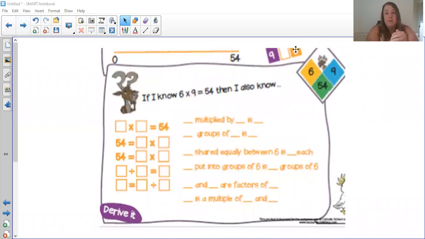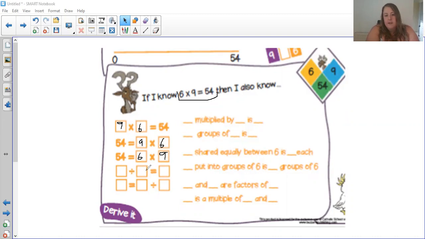This comes on the bottom left of your worksheet, and this is asking you, what do you know if you know something else? So these are our fact families that we do all the time. So if I know 6 times 9 is 54, what do I also know? So I can swap those around, and I know that 9 times 6 is 54, so I've swapped the numbers around. And then I know 54 equals, I can have my 9 times 6 again and swap it round for 6 times 9. Okay, brilliant.